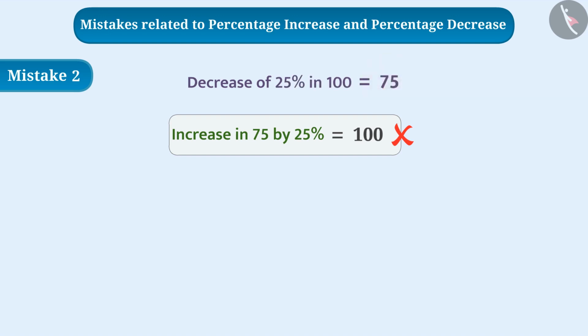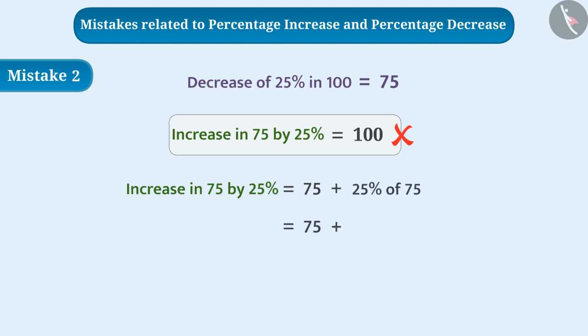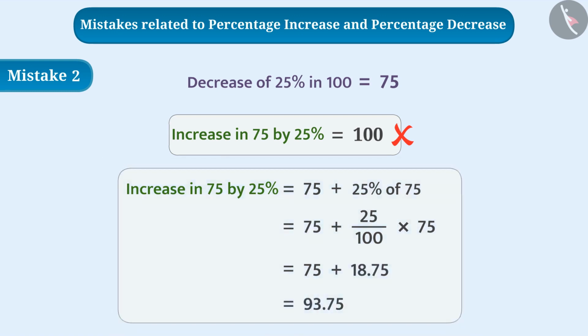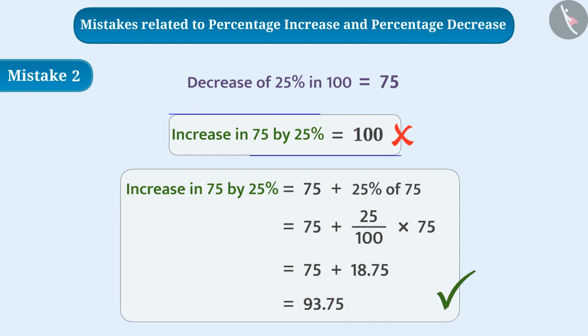But when there is an increase of 25% in 75, the result is 75 plus 25% of 75, which is equal to 75 plus 25 by 100 multiplied by 75, which is equal to 75 plus 18.75, which is equal to 93.75. The result is not 100.